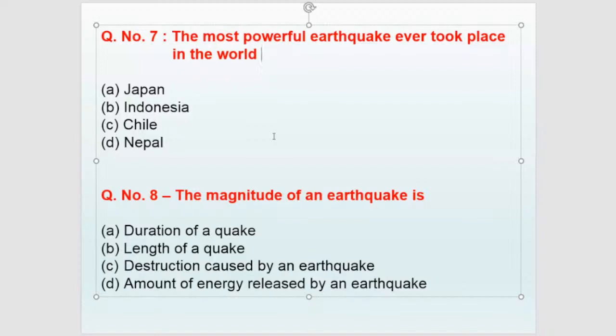Japan as well from Mr. Karthik. Okay. Also another response, A. Ms. Mehak says Japan. Mr. Abhinav says Japan.